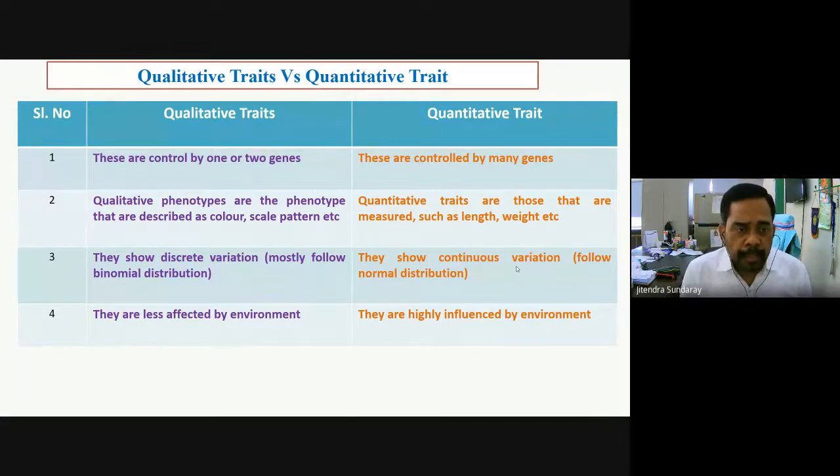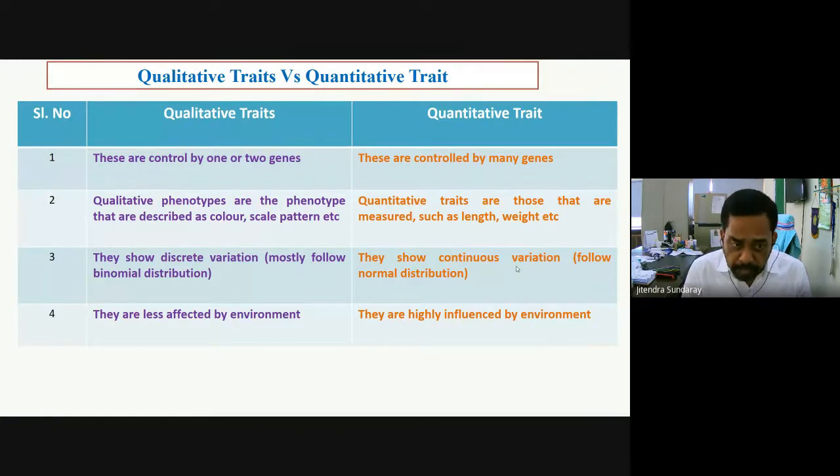Qualitative and quantitative traits: qualitative traits are controlled by one or two genes, while quantitative traits are controlled by many genes. Qualitative phenotypes are described as color, scale, pattern. Quantitative ones are measured as length and weight. Qualitative traits show discrete variation, but quantitative traits show continuous variation. Qualitative traits are less affected by environment, but quantitative traits are highly influenced by environment.